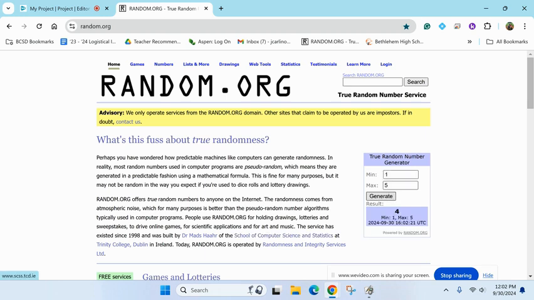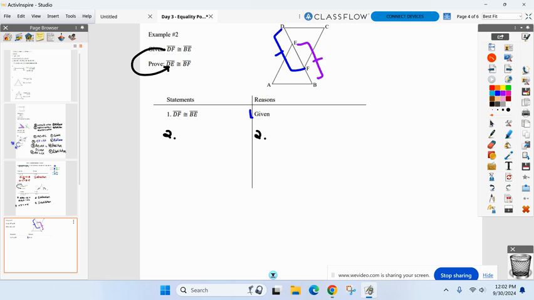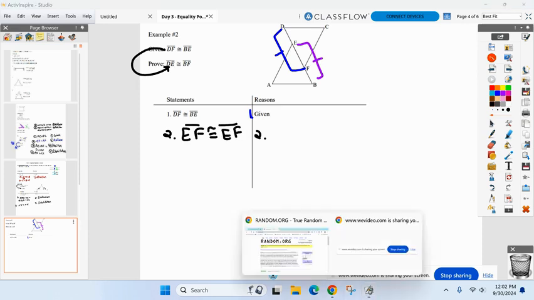What am I taking away? Colin? That's why I just called on you. That's how it works. No, we have to do something before that. Remember, we can't write subtraction yet because you only have one pair, and I'm asking for that pair now. What do you subtract from each of them? EF. So that's what's going to go in statement two: EF equals EF.